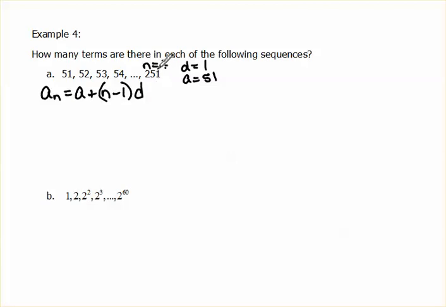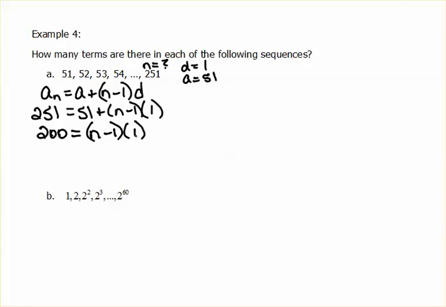So we know the last term we're dealing with is 251, equals a, our first term we said was 51, plus n minus 1, n we don't know, times d, which we know to be 1. Now we can solve for n. If I subtract 51 from both sides, or you could distribute the 1 first, either way, it doesn't matter, I get 200 equals n minus 1 times 1. Then if I distribute the 1, I get 200 equals n minus 1. Then if I add 1 to both sides, we get n equals 201.